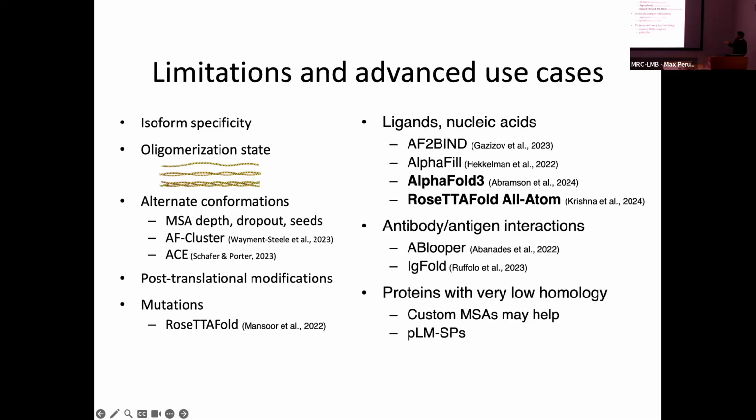Otherwise, in the past, we used to have AlphaFill and Alpha2bind, where you just give it the empty protein, the apoprotein from AlphaFold, and then you tell it that you want this ligand there, and it tries to fill it according to what you can see that is already in the PDB.